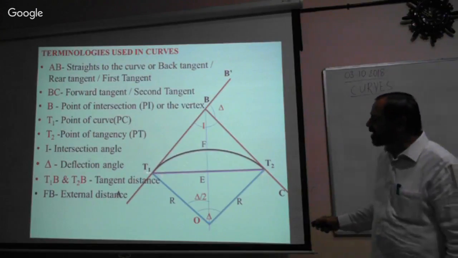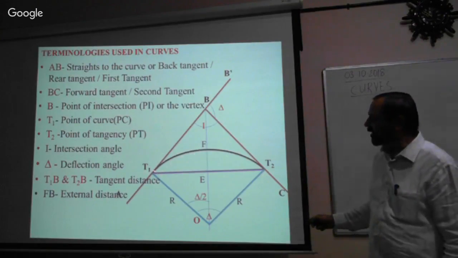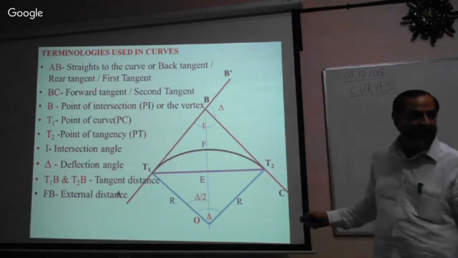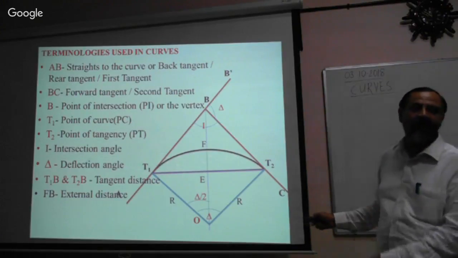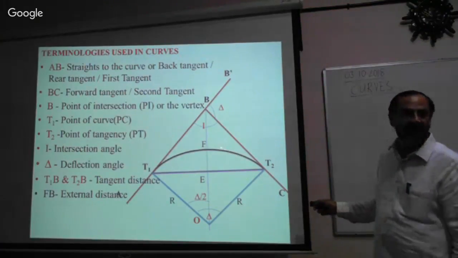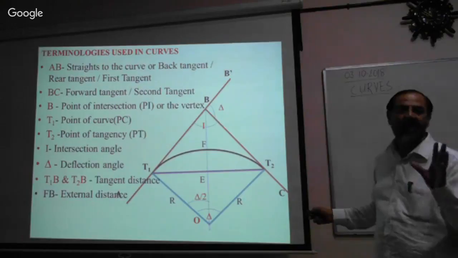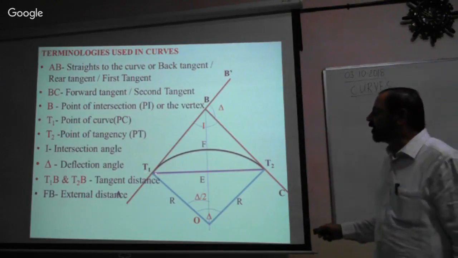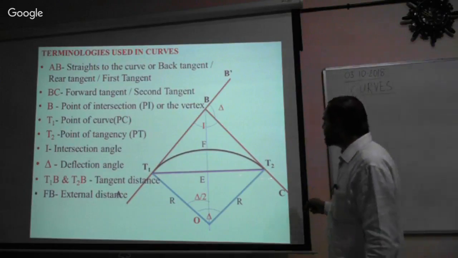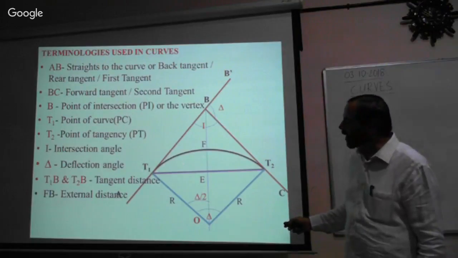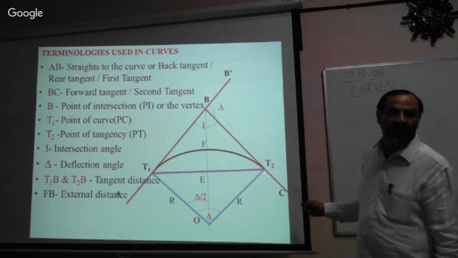We can also draw a chord from here to here. This may be one chord. This may be from here to here, another chord. Any number of chords can be drawn to the given curve. But this is the longest chord to the curve, so it is called the long chord. Similarly, T1 is called the point of the curve, and T2 is called the point of tangency. This is the beginning of the curve, and this is the end of the curve.